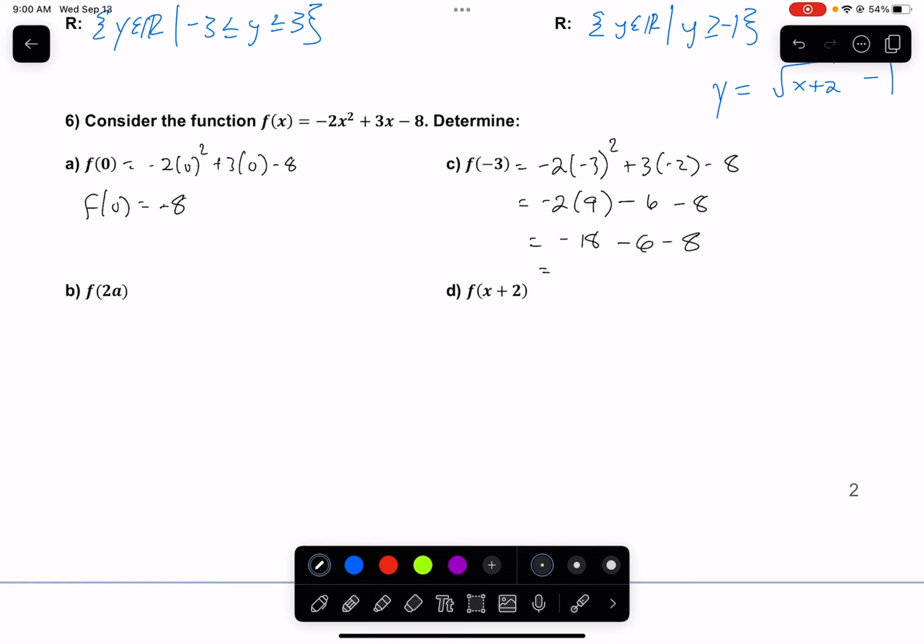At the top, you replace the x with negative 2 instead of negative 3. Thanks. Listen, there's a reason why we put this on here, because the little things like that come up. So negative 18 take away 9 is negative 27, and then take away another 8 is negative 35. Good.